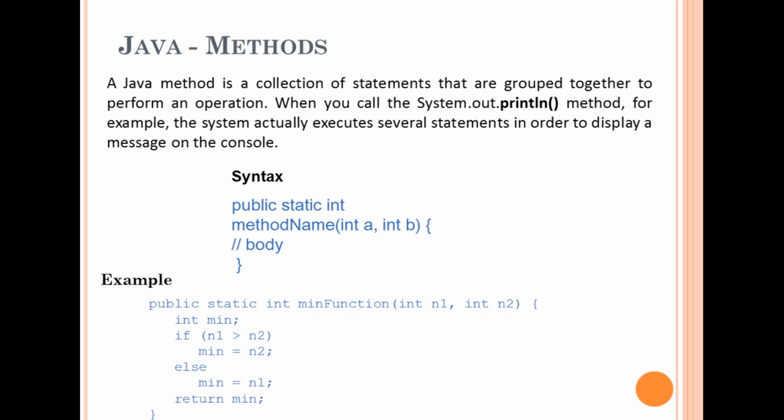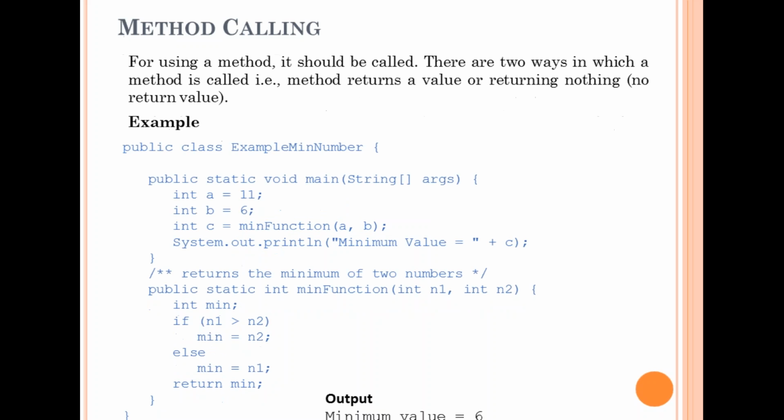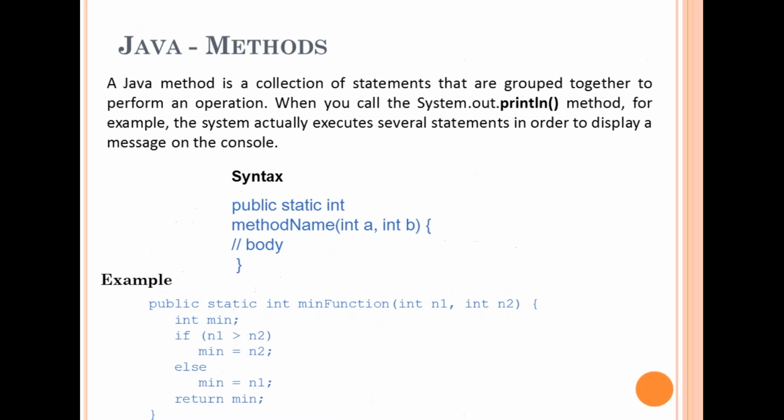A method definition consists of a method header and a method body. The same is shown in the following syntax: modifier, return type, name of method, parameter list, and the rest is the method body. Modifier defines the access type of the method and it is optional to use. Return type: a method may return a value. Name of method: this is the method name.